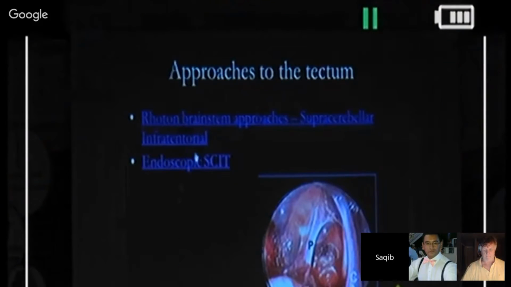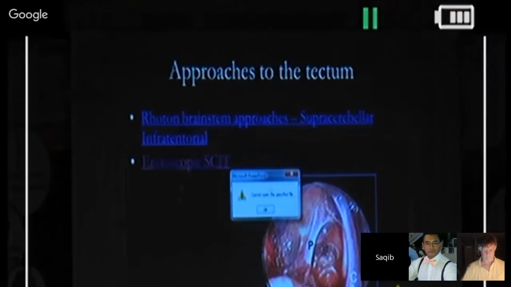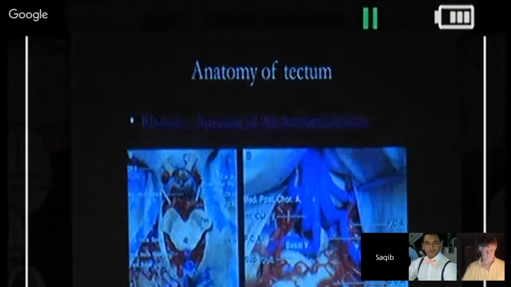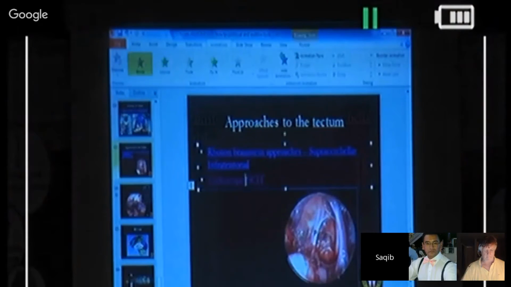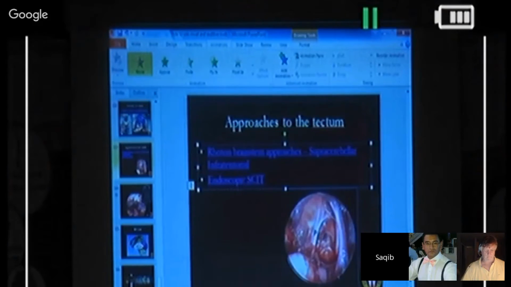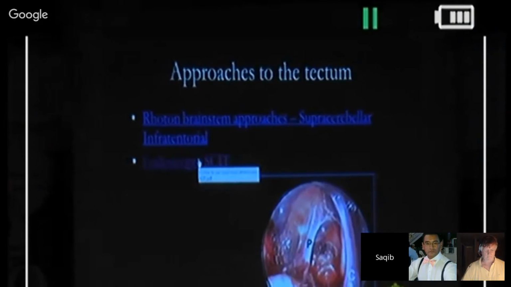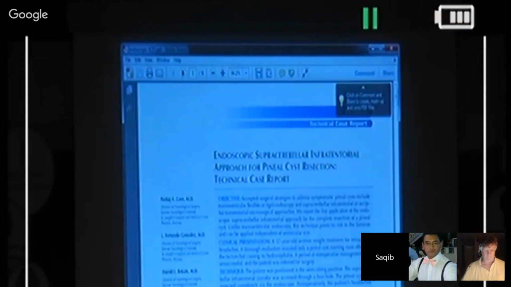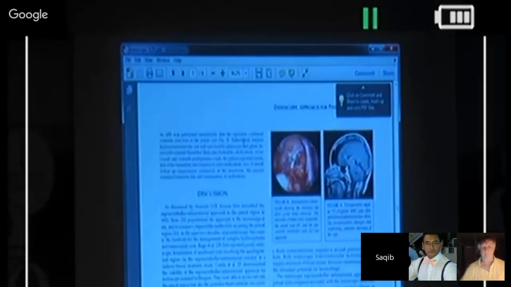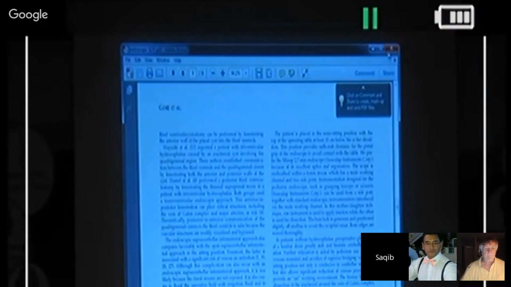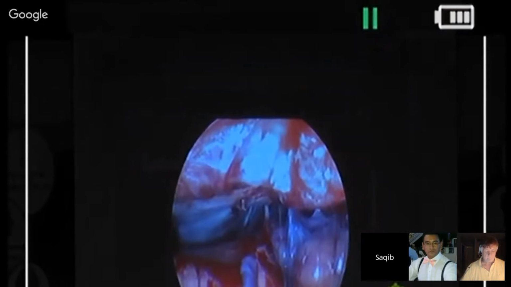Also, for instance, there's an endoscopic paper that I linked to. These work better on my computer. But if I click on this endoscopic supracerebellar infratentorial, then I can pull up this nice PDF that I can scroll through easily just to refresh my memory of it. And here's that case that I did, endoscope assisted.